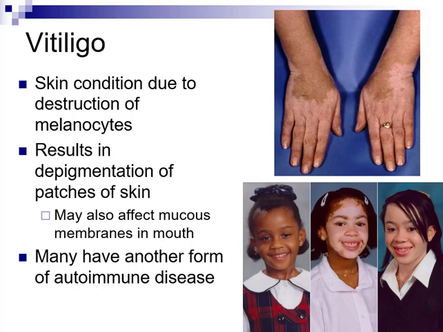Vitiligo is a skin condition that is due to the destruction of melanocytes. It results in depigmentation of patches of skin, and it may also affect mucous membranes in the mouth. So you may also see these patches in the mouth on the buccal mucosa or the attached gingiva. People with vitiligo also have a high risk of having other forms of autoimmune diseases.